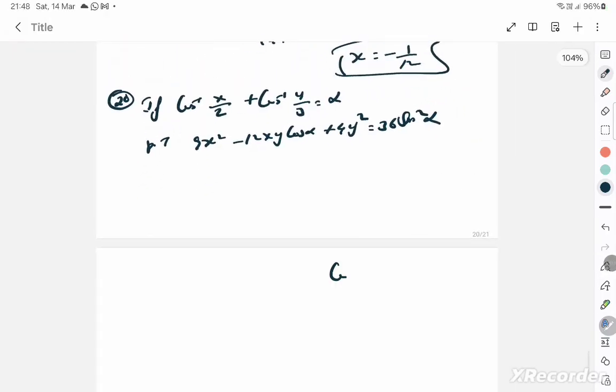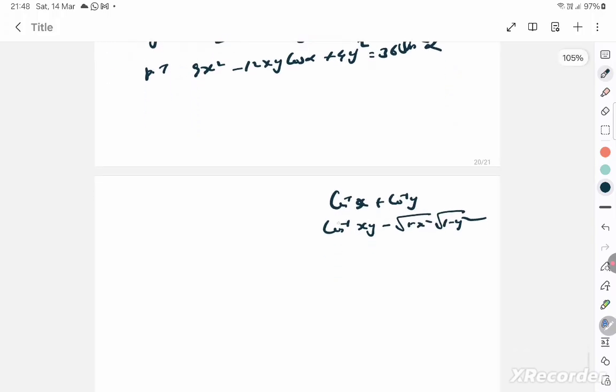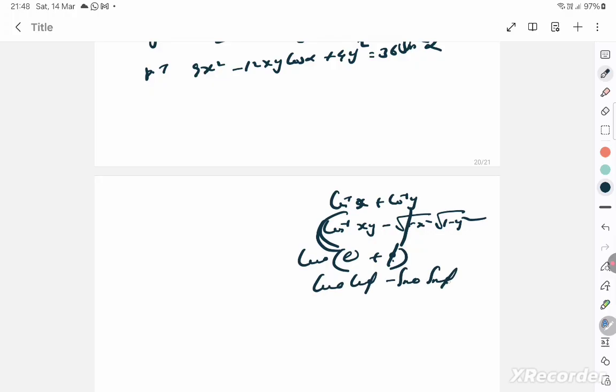Okay, this is like cos inverse of x plus cos inverse of y. We have a formula which is cos inverse of xy minus root of 1 minus x square into root of 1 minus y square. How did they get this formula? I want this formula. I'll assume this is theta and this is phi. And there's no meaning for theta and phi, so I'll simply assume cos of theta cos phi minus sin theta sin phi. And what is cos theta?